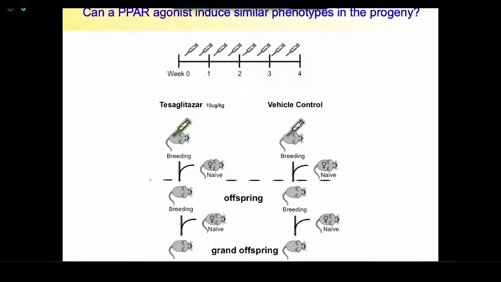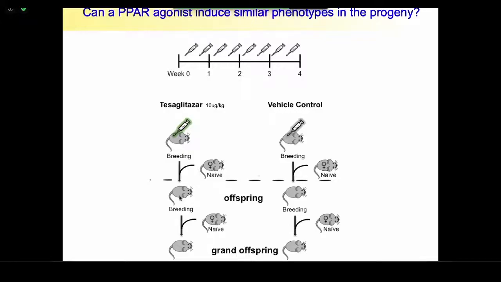So then, to really test this hypothesis in vivo, we used a PPAR agonist that we injected in control males, exactly the same way we injected serum, so twice a week for 4 weeks. And then after this, we waited 46 days for a full spermatogenic cycle to go on. And then we crossed these injected males with naive females and generated an offspring.